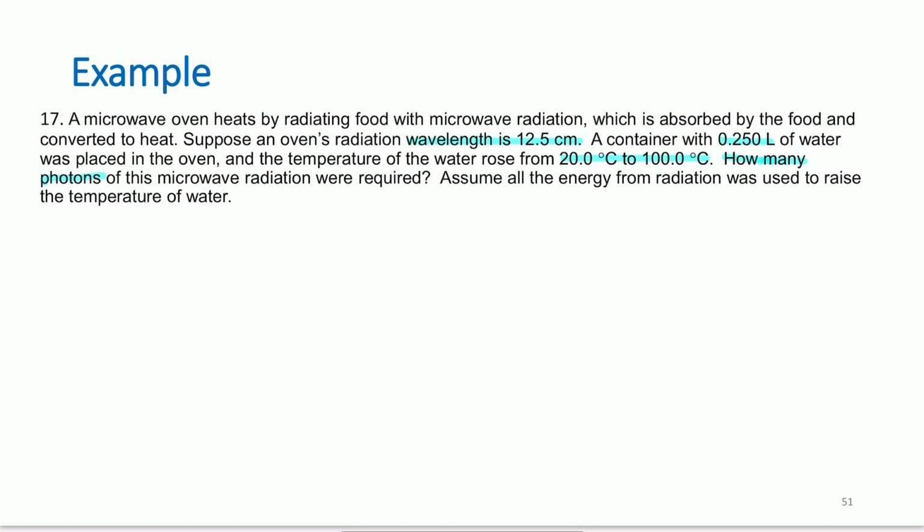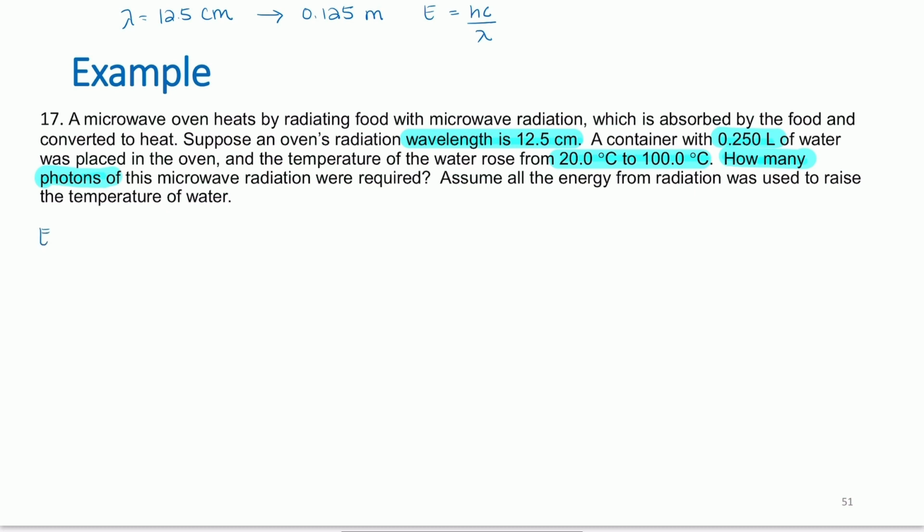Assume all of the energy from radiation was used to raise the temperature of the water. Why does it say that last sentence? That last sentence is just to basically reiterate to us that no energy was lost elsewhere. We can assume that all of the energy went straight to raising the temperature. So, what do I know here? Well, I know I've got a wavelength equal to 12.5 centimeters. I'm going to convert that to meters because I'm going to need it in meters to be able to do the calculations for energy. 12.5 centimeters is the same as 0.125 meters. If you're unsure, write out the conversion, but 100 centimeters equal 1 meter. I know E equals hc over lambda, and I'm going to need to know that amount of energy soon.